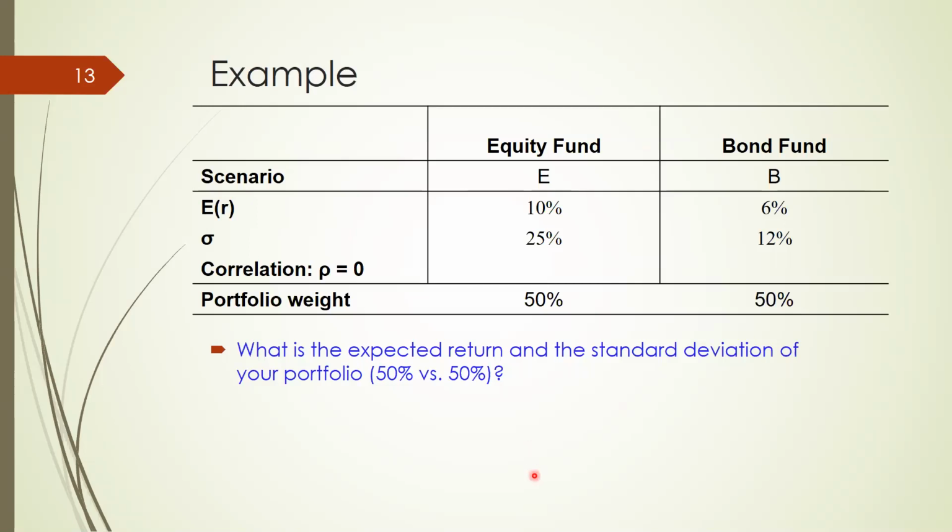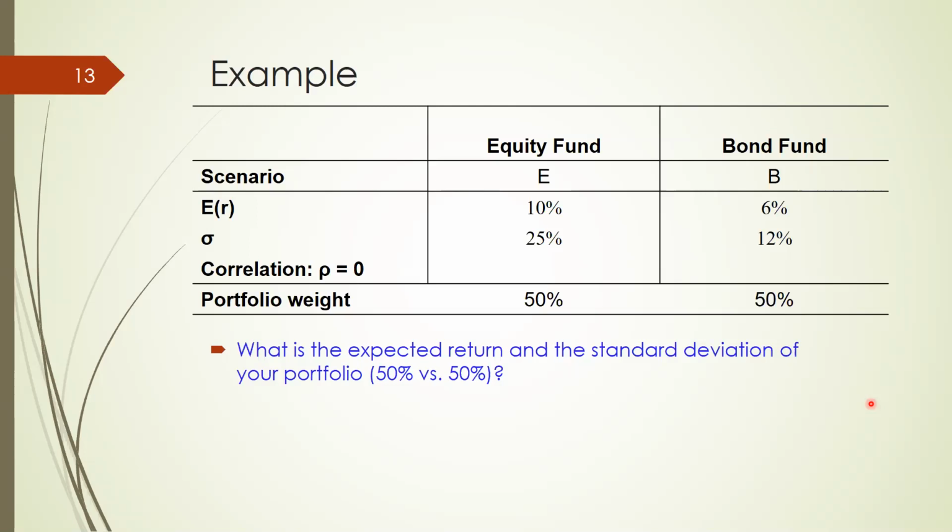Let's look at this example, which allows us to apply the rules of the two-stock portfolio to solve this problem. So we have the equity fund and bond fund with the expected return and standard deviation of each asset given. In this case, the correlation coefficient between equity and bond is 0, and we have a portfolio weight allocation which we call 50-50. So what is the expected return and standard deviation of your portfolio?